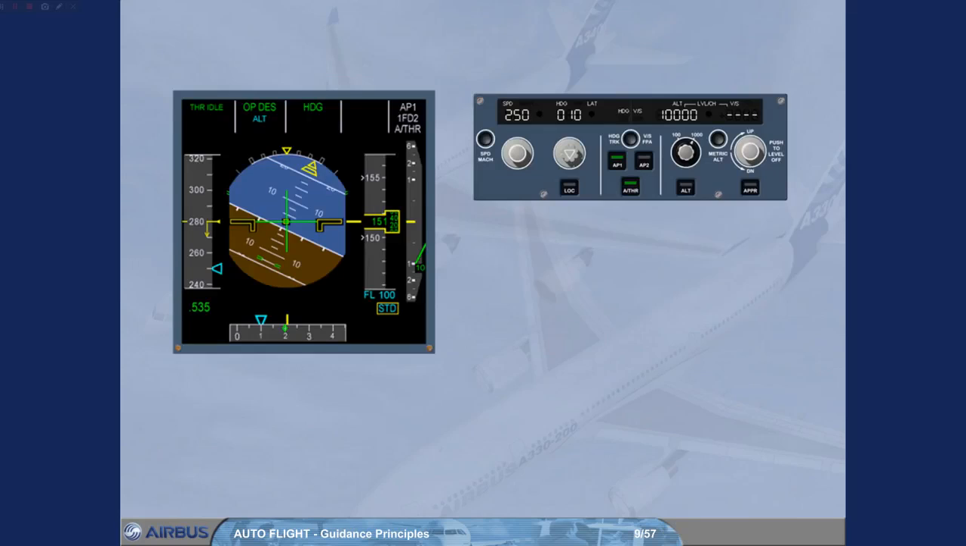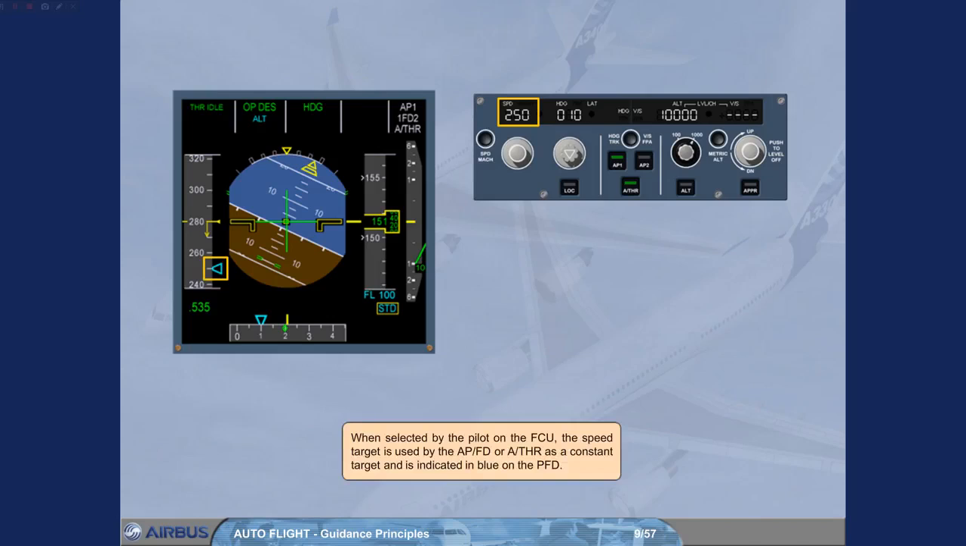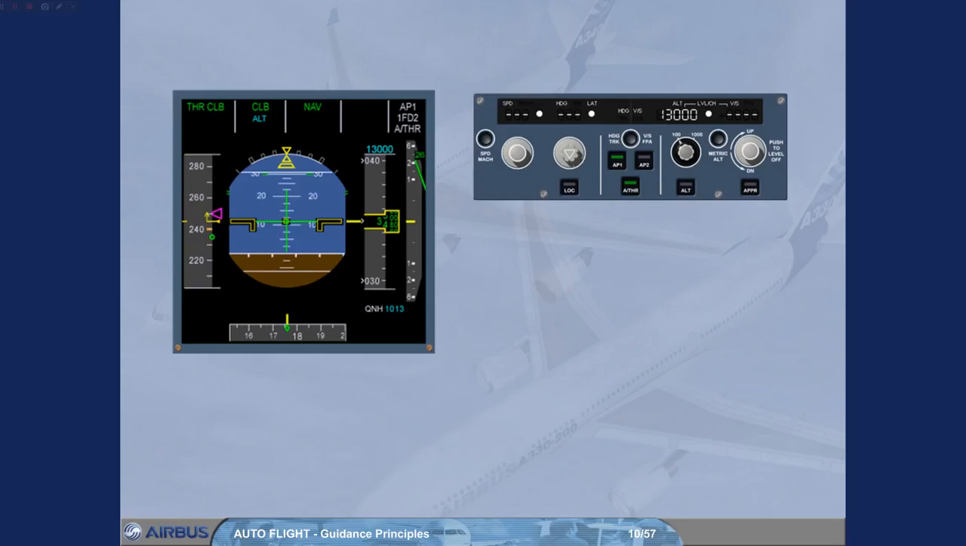When selected by the pilot on the FCU, the speed target is used by the autopilot flight director or autothrust as a constant target and is indicated in blue on the PFD. When managed by the FMS, the speed target is automatically adjusted by the FMS according to the speed profile it has computed. The speed target is indicated in magenta on the PFD.